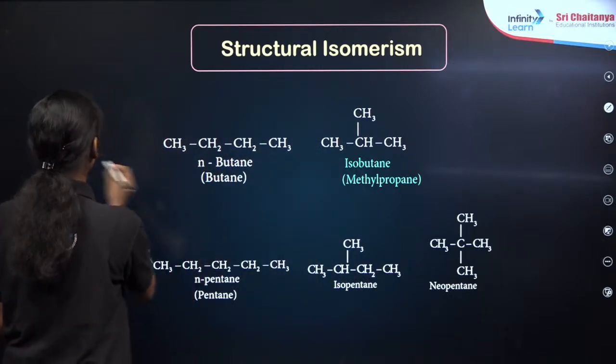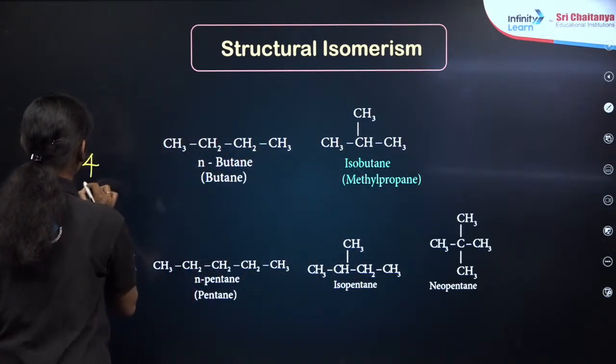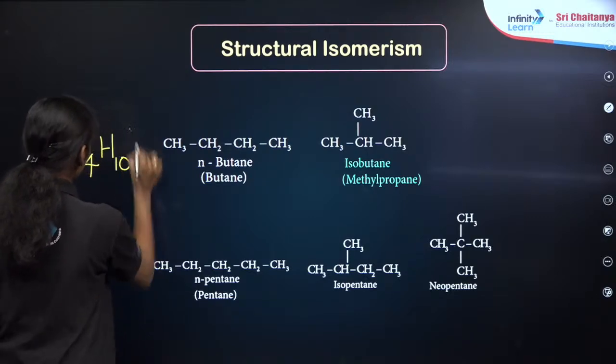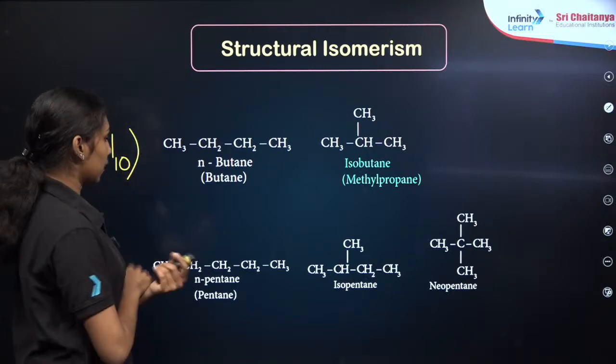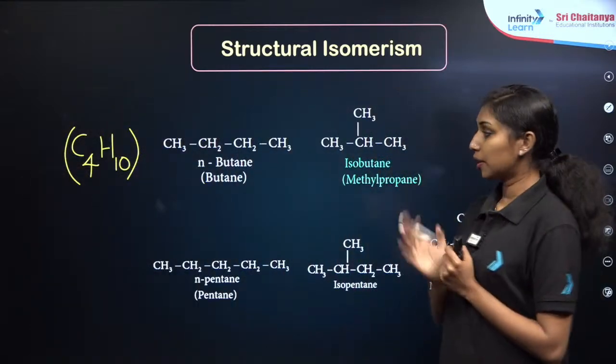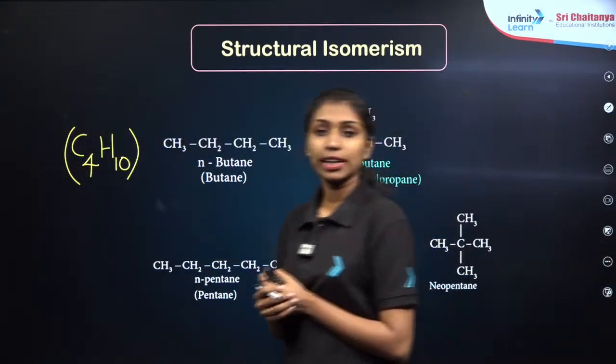So if I am taking butane, it will be a 4 carbon compound having hydrogen. 4 into 2 plus 2, 10, right, C4H10. So the molecular formula will be C4H10. What will be the possible isomers for this particular compound?